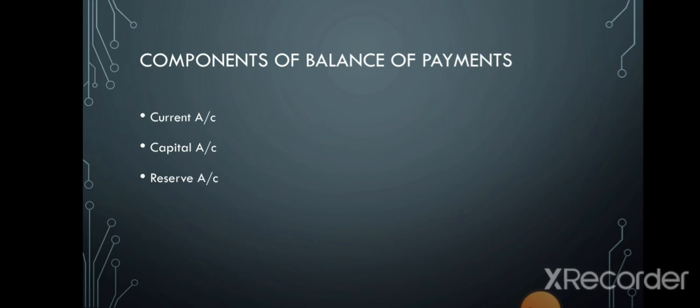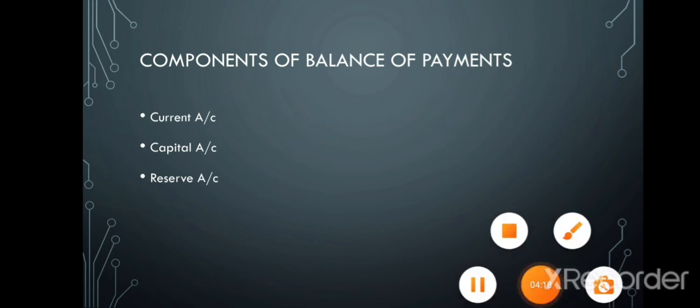So now we'll be discussing the components of the balance sheet, that is the current account, capital account and the official reserve account. The current account is divided into three subcategories, that is the merchandise trade balance, the services balance and the balance of unilateral transfers. The components of the current account I will be discussing in class in detail. That is, I will be explaining merchandise, invisibles and unilateral transfers.